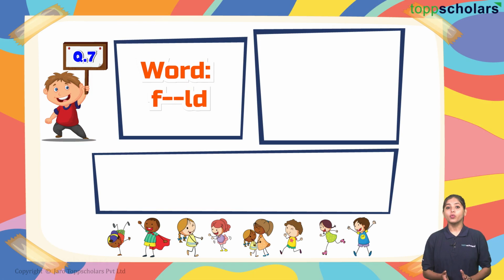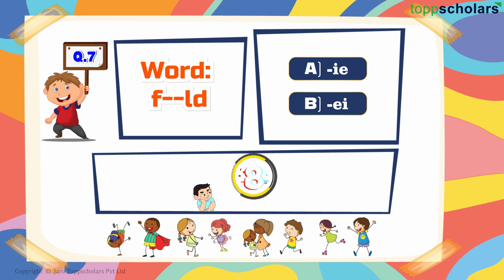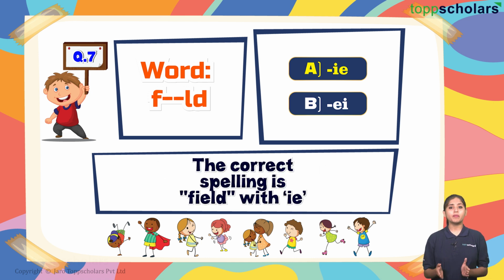Number 7, word F-LD. The options are IE or EI. The correct answer is adding IE. The correct spelling is field with IE.